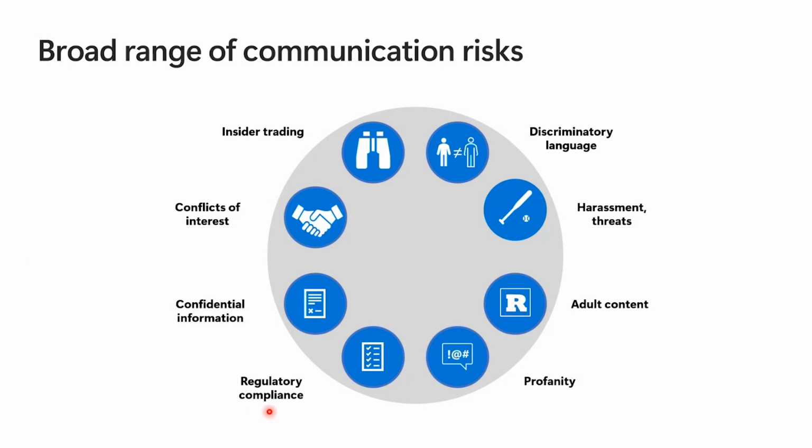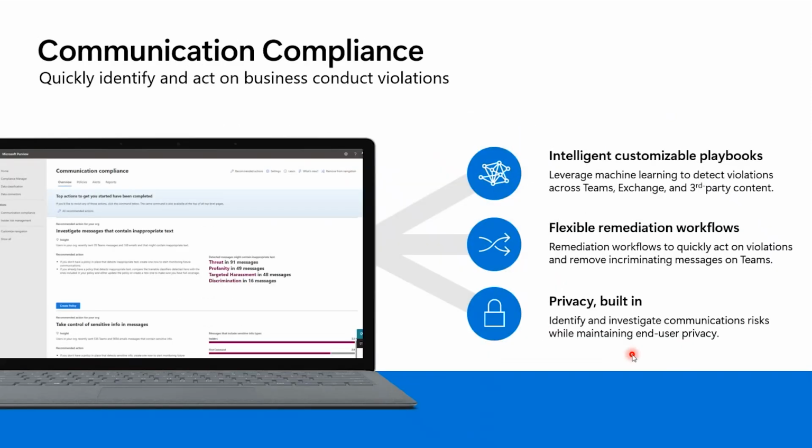It could be for regulatory compliance, but typically it could be for confidential or conflicts of interest, insider trading. That's more the business side of things. And then we get into the more personal side of things, where it could be discriminatory language, harassment-based or threats, adult content, or profanity. So we'll see that through communication compliance.